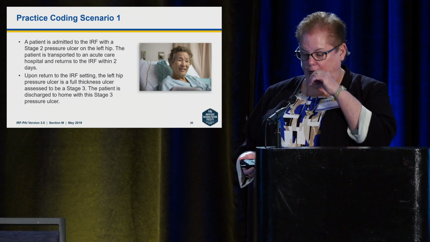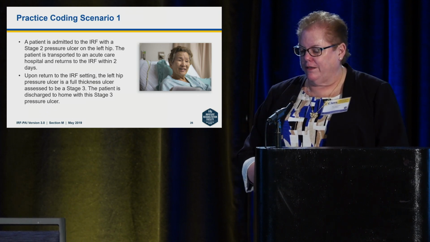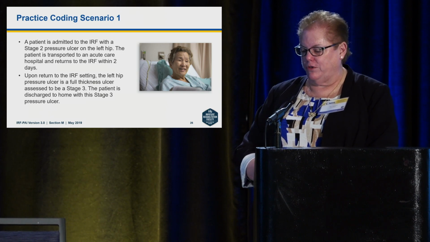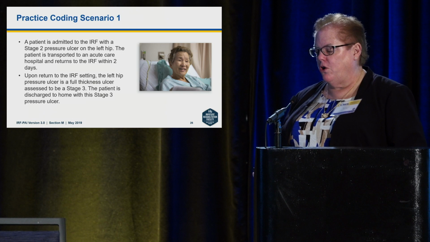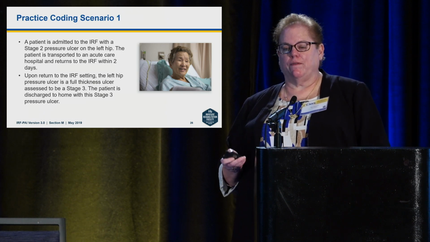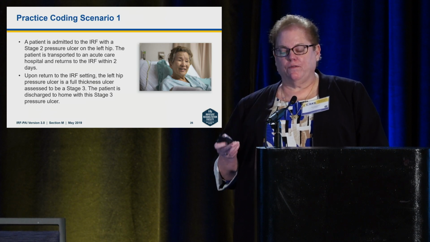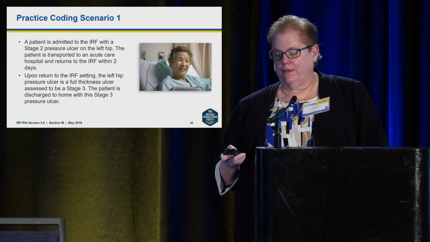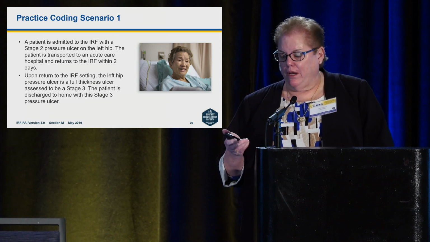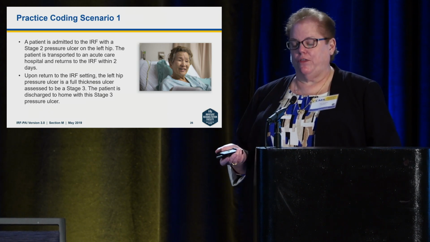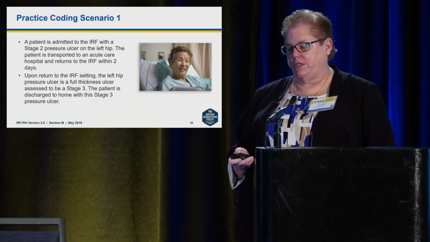So this is considered a program interruption. Upon return to the IRF setting, the left hip pressure ulcer is a full thickness ulcer, assessed to be a stage 3. The patient is discharged to home with the stage 3 pressure ulcer. So now we have to code this. Let's review this again. They came into the IRF with a stage 2 on the left hip. They had a program interruption when they came back to you within that 2 days. They had a full thickness, so now it's a stage 3. And then they're discharged home with a stage 3.